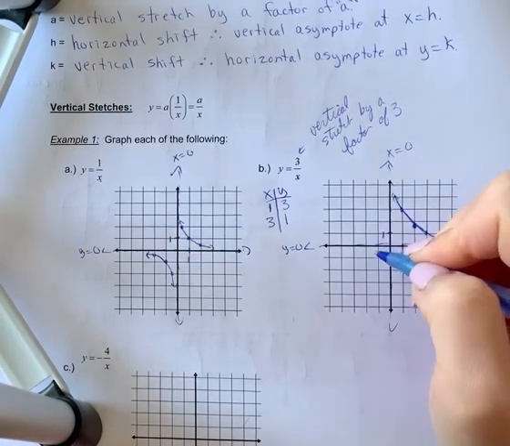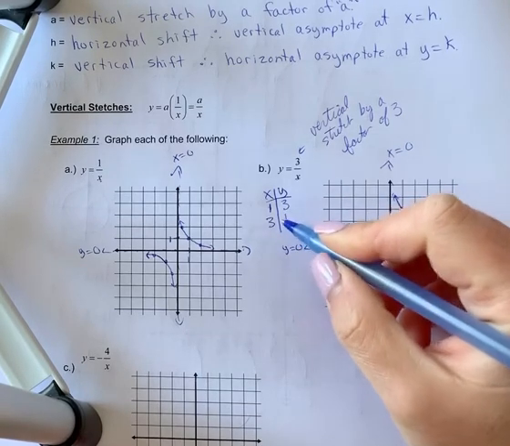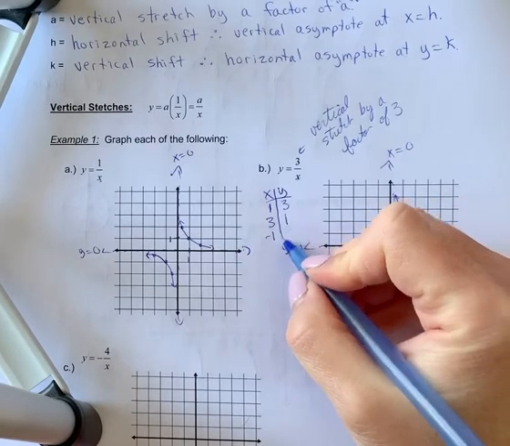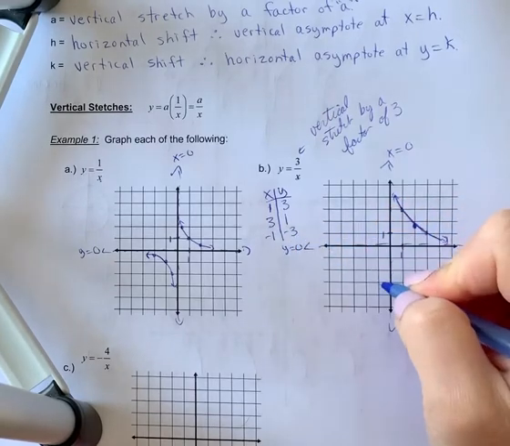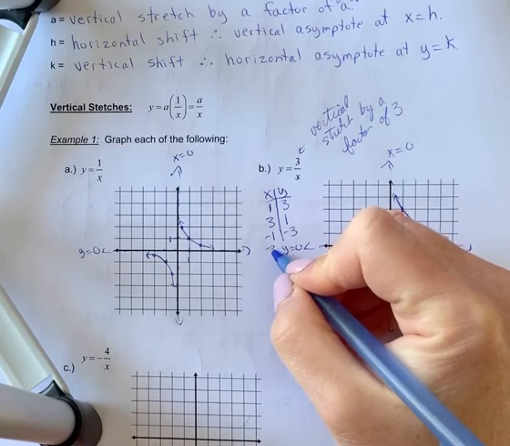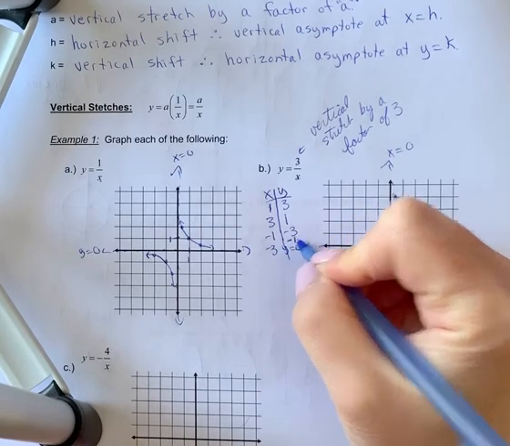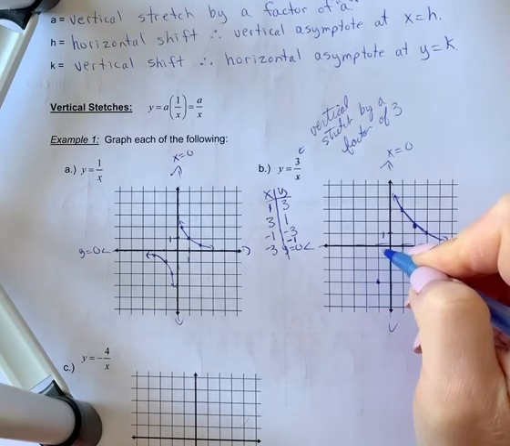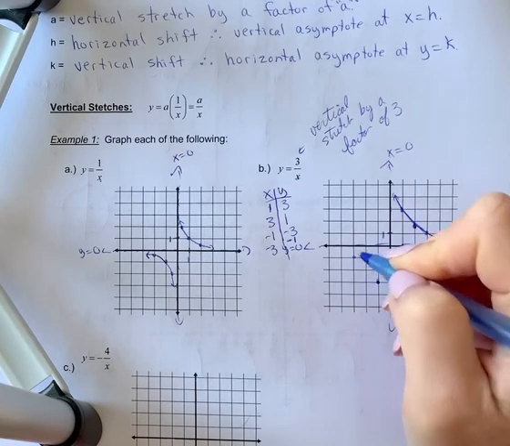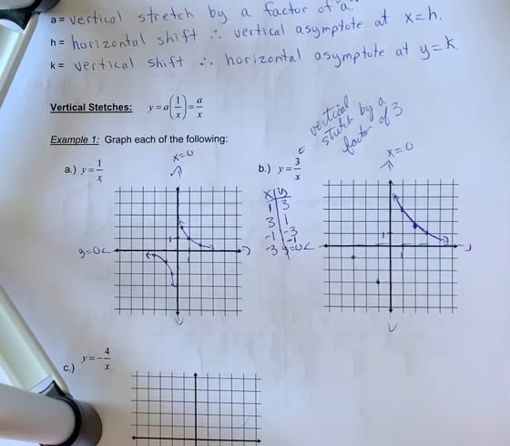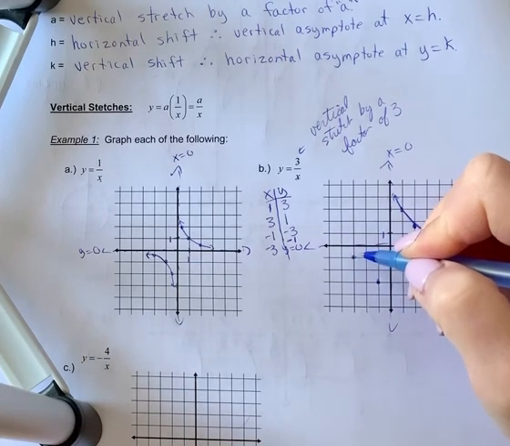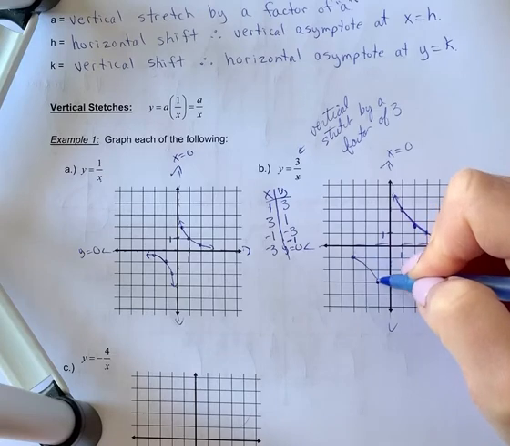Okay, same thing would happen down here. You can fill in your table if you wish: -1 would be at -3. So we're going to be down at -3, and if you plug a -3 in, that's going to be at -1. So we're going to plot that there, and we know that these are going to connect through here.